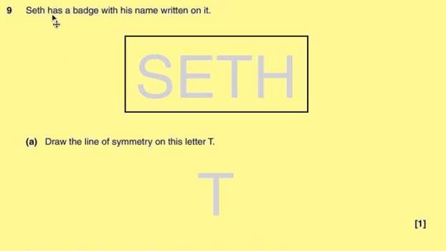Question 9. Seth has a badge with his name written on it. Draw the line of symmetry on this letter T. So we can see it's got one mirror line, a vertical line of symmetry. So we need to draw a vertical line straight down the middle so that that acts as a mirror line, so that each side of the mirror line is equal.